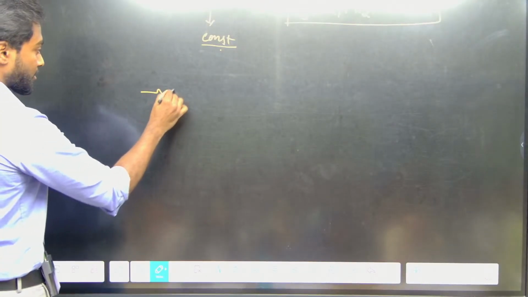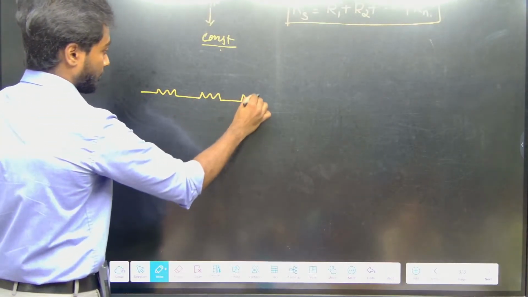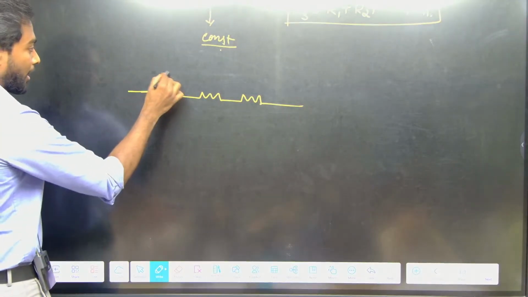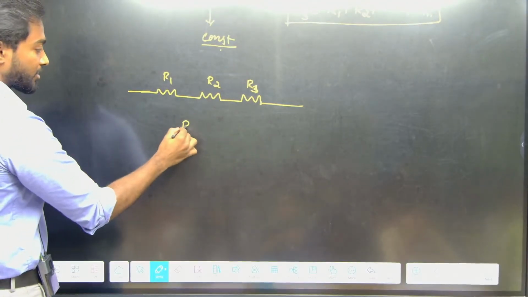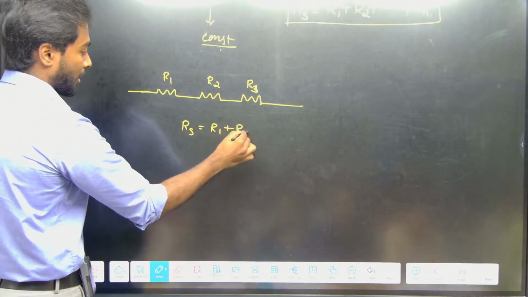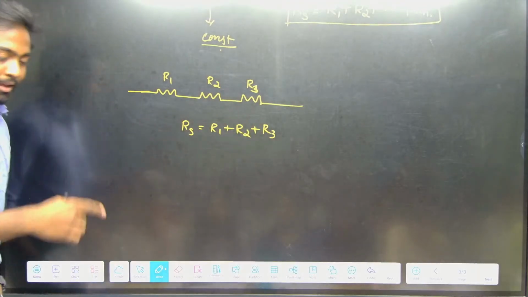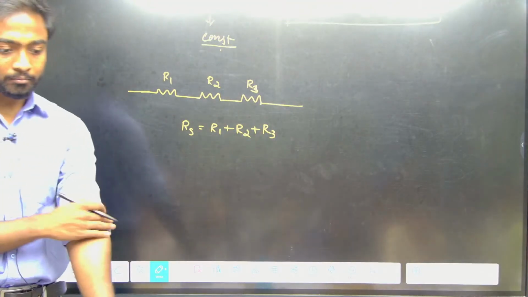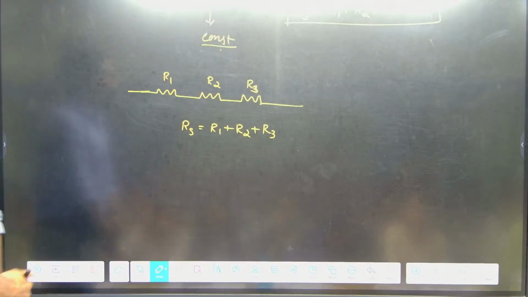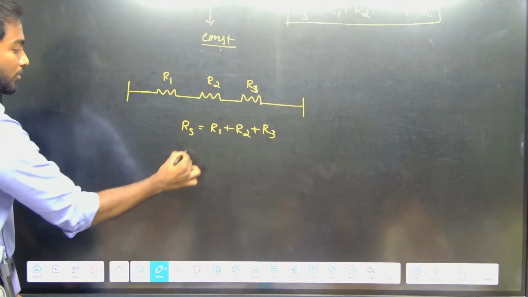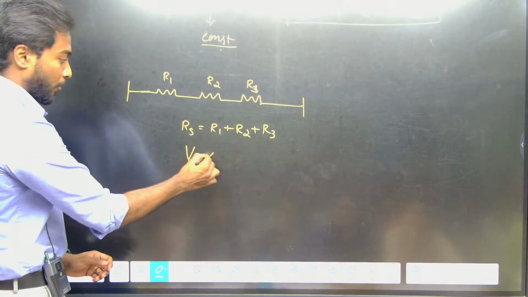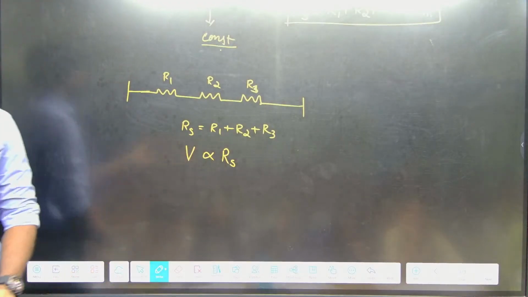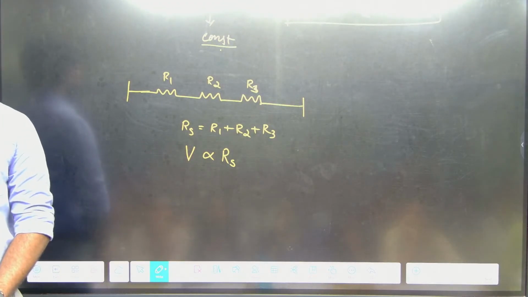So these are my resistors. For example, I will consider R1, R2, R3. So what is the equivalent resistance? R1 plus R2 plus R3. The equivalent potential, let me take that as V, which will be directly proportional to the equivalent resistance. That is the point, no? V equals IR, so V is directly proportional to R.